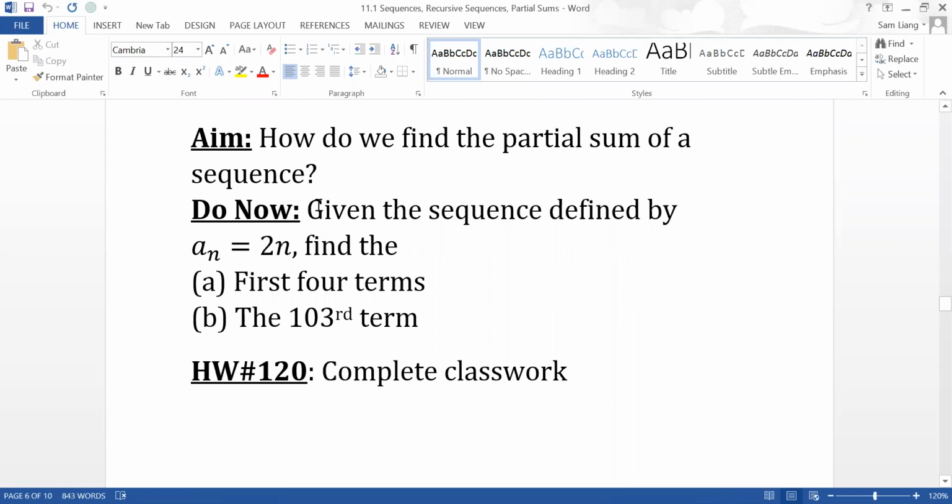The do now is, given the sequence defined by a sub n is 2n, find the first four terms and also the 103rd term. Okay. All right, so we'll give you a few moments to complete this question on your own, and then we'll talk about it in, let's say, 30 seconds.